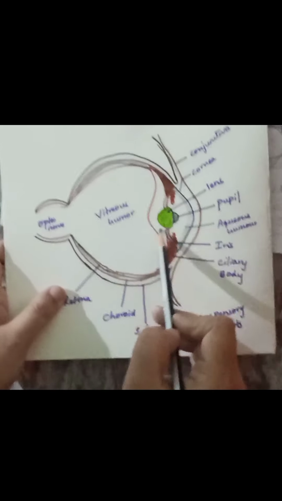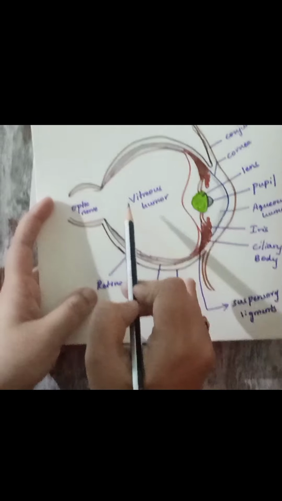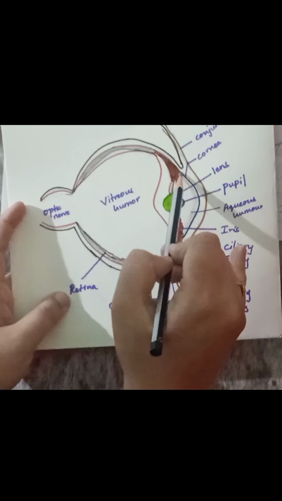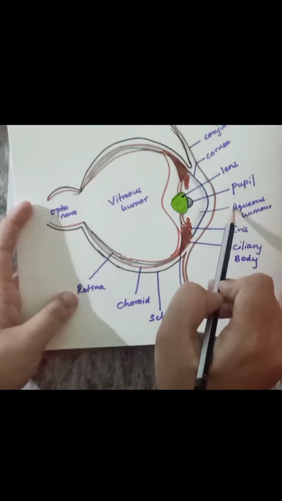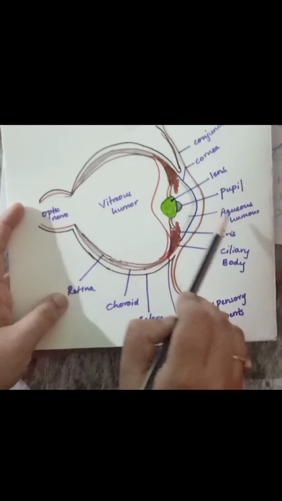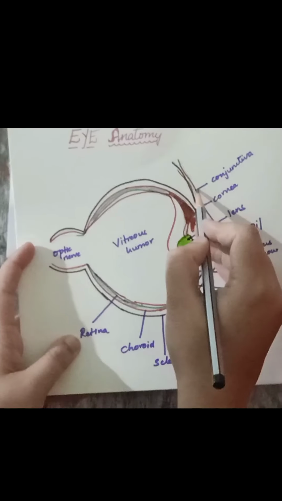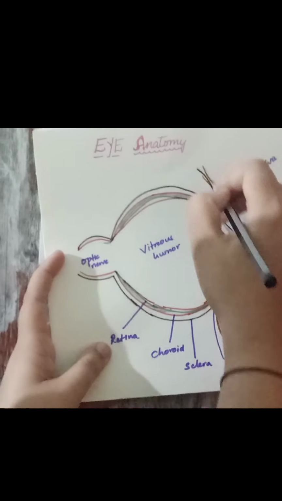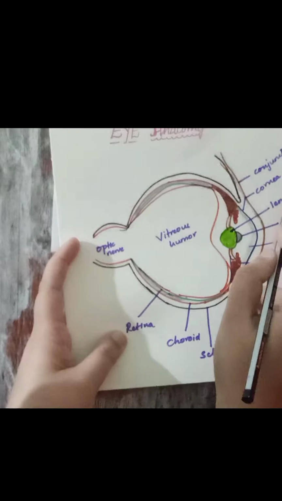This is the vitreous humor. It is a jelly-like substance that refracts light along with aqueous humor. And what is aqueous humor? Aqueous humor is a watery fluid situated in the anterior cavity. Vitreous humor and aqueous humor together refract the light and maintain the shape of the eyeball. Now this is, as I said before, conjunctiva, a transparent layer, and this is cornea. This is lens. What is lens?